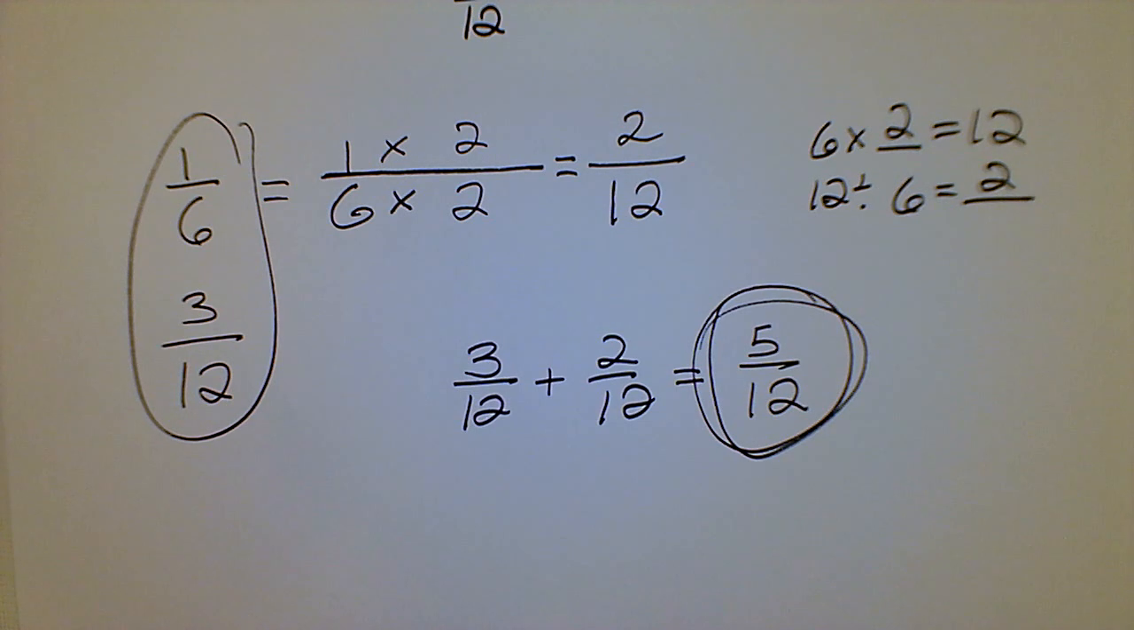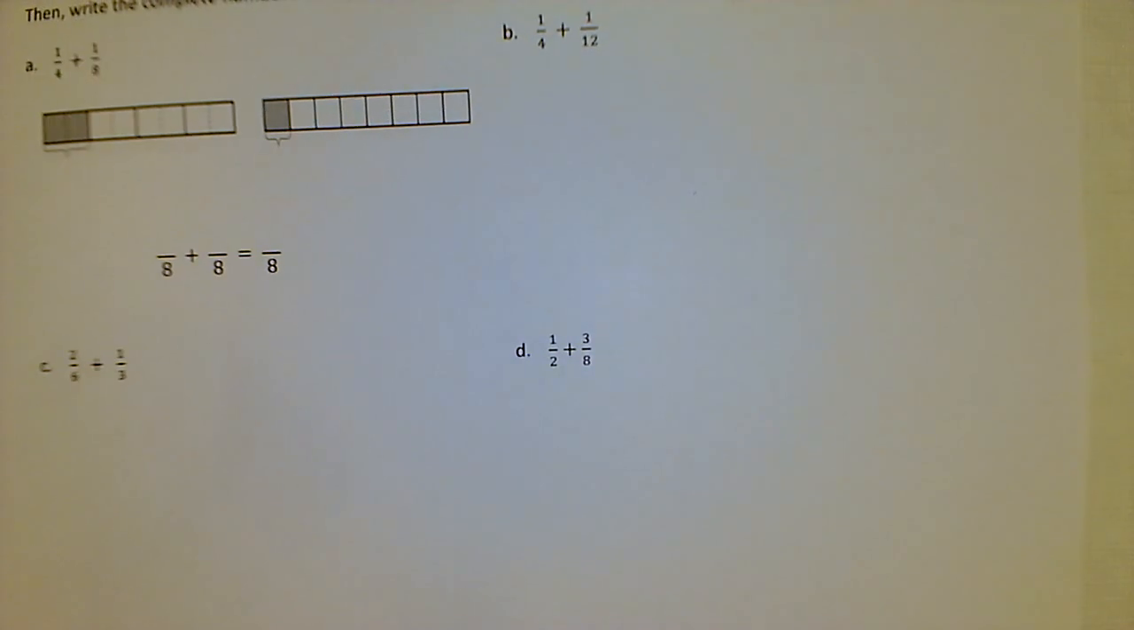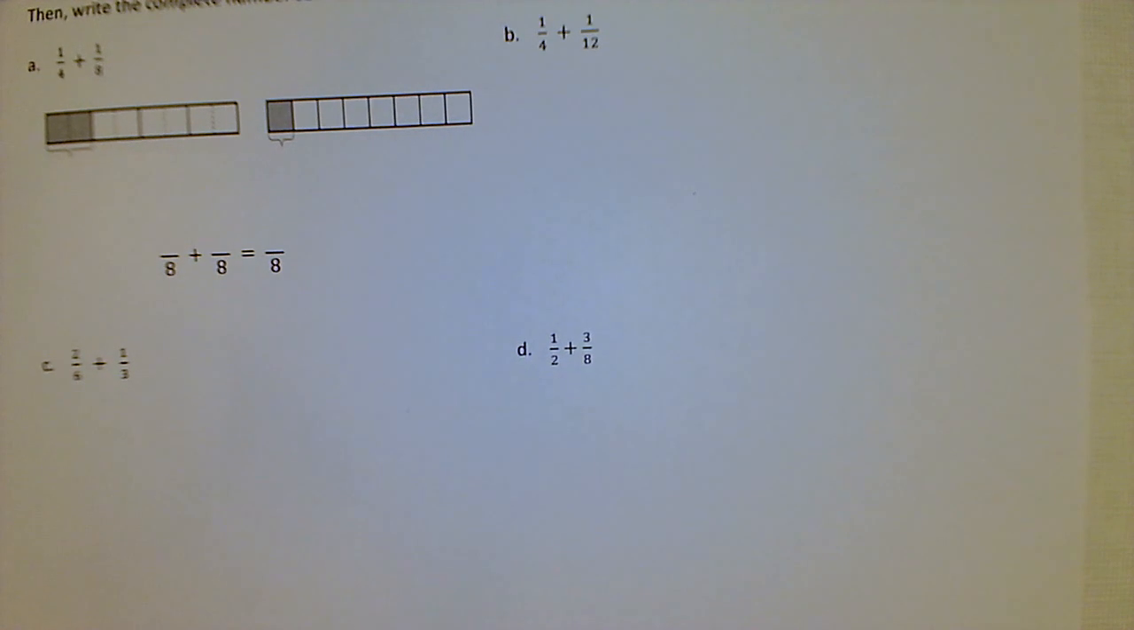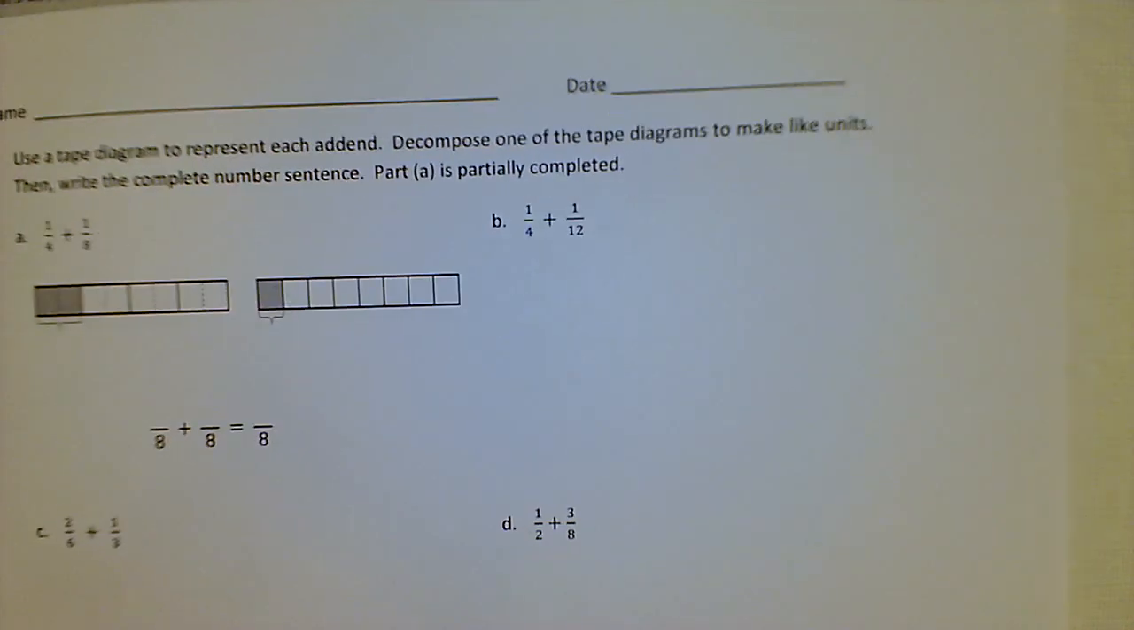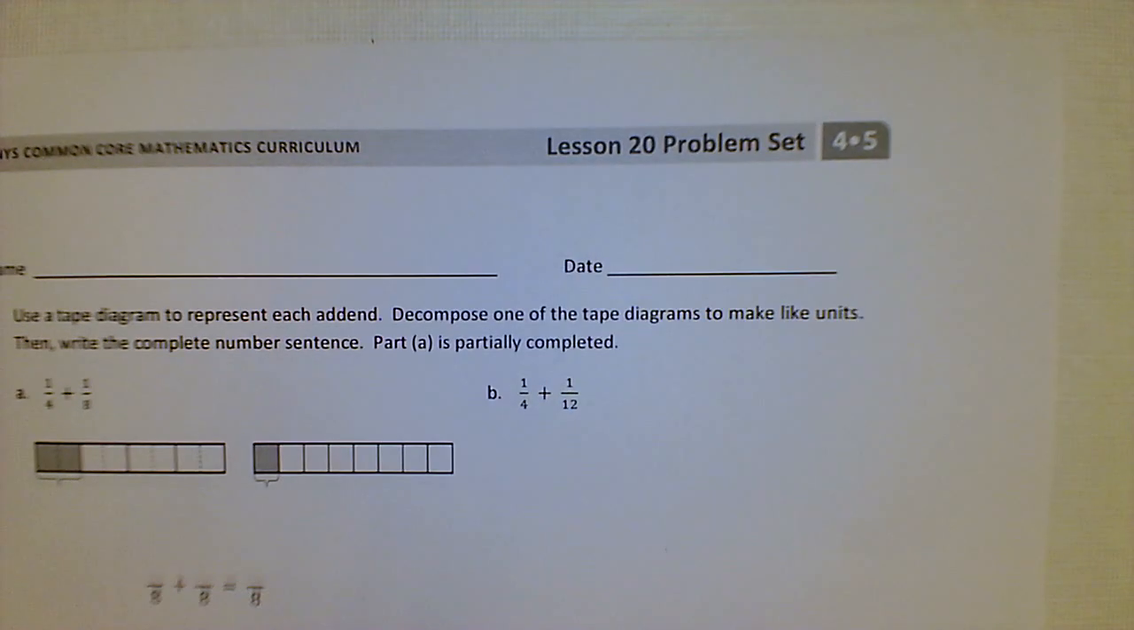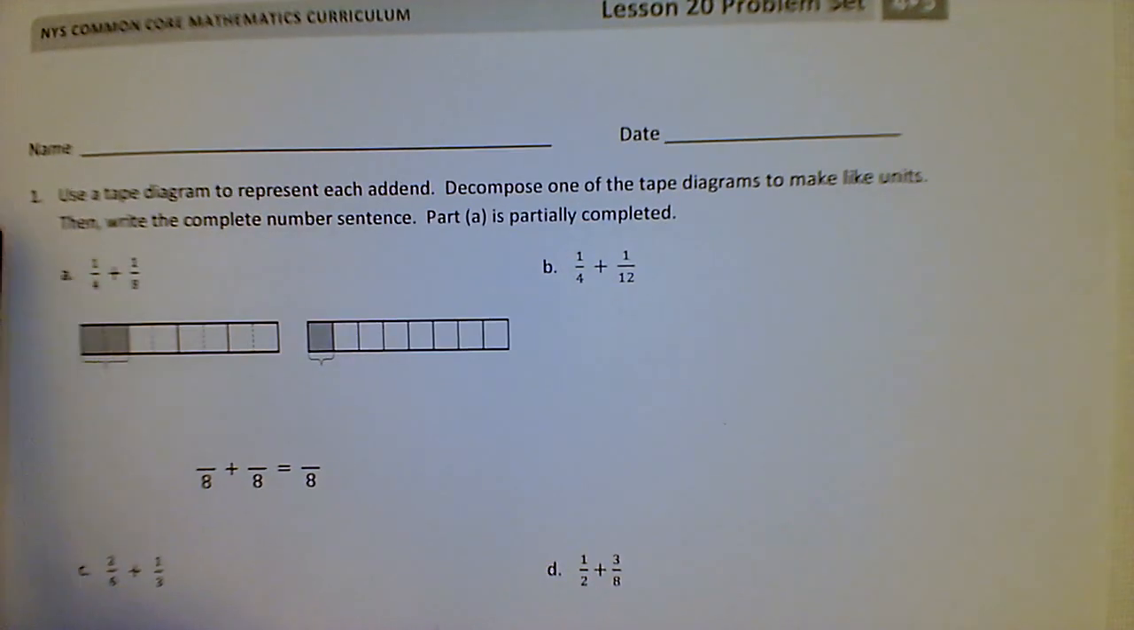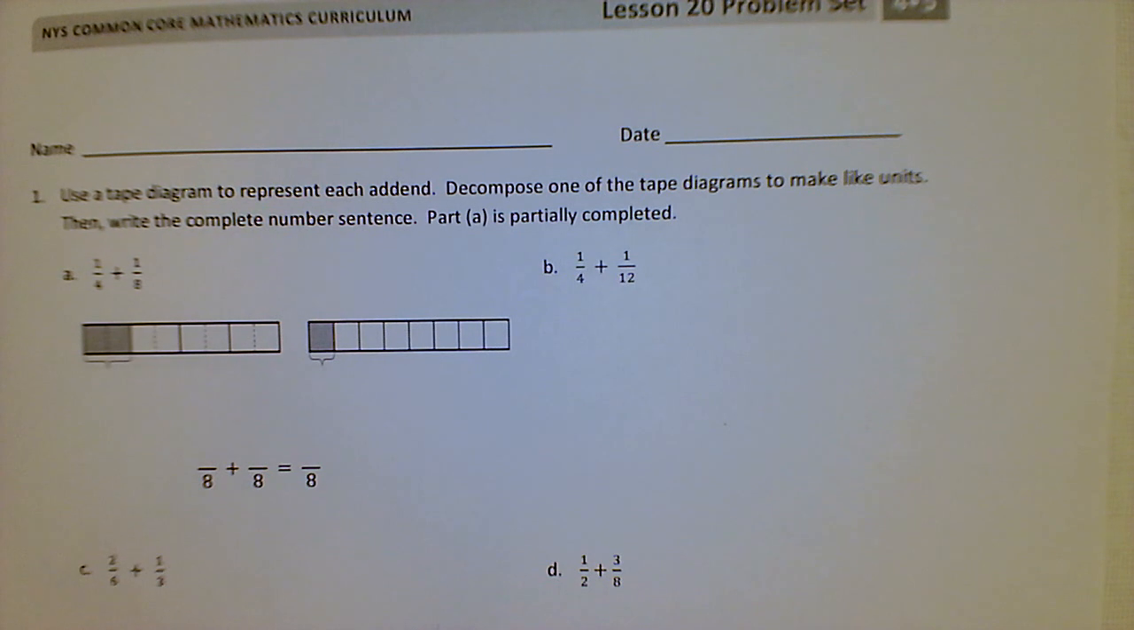So I'm not going to do a whole bunch in the problem set, but I am going to just give you a little taste of it just to be really clear. So I want to show you how the 2 pages are different to start off with by reading the instructions with you. So again, we're in lesson 20 problem set. So here it says, use a tape diagram to represent each addend. The addends are the 2 fractions that we're adding together. Decompose one of the tape diagrams to make like units. Then write the complete number sentence. Part A is partially completed. And remember, we don't look at that because I feel like it throws us off too much.